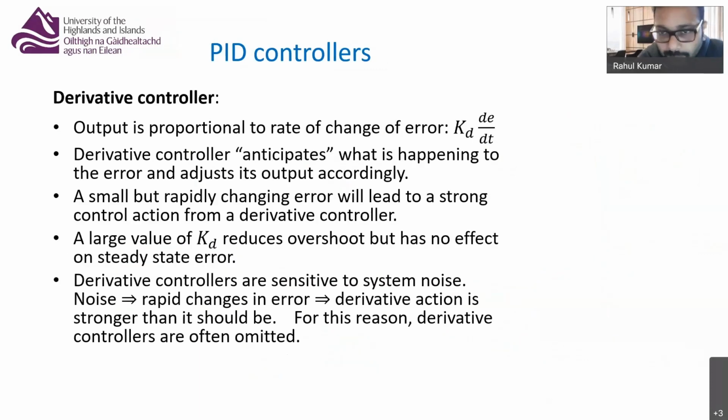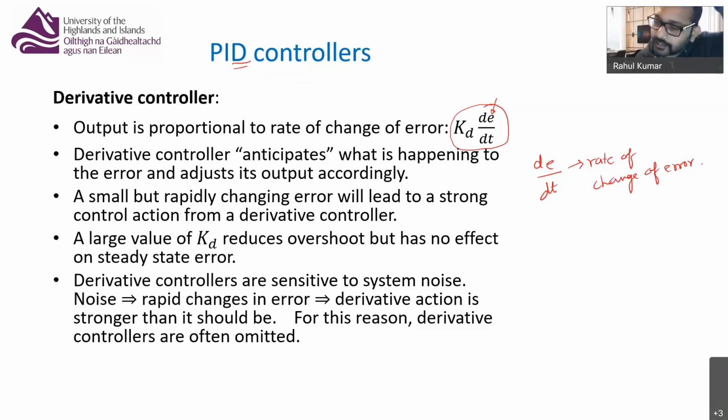Now, the third part in your PID controller is your derivative controller. The output depends on Kd multiplied by the derivative of the error signal. Now, dE by dt, we call it the rate of change of error.